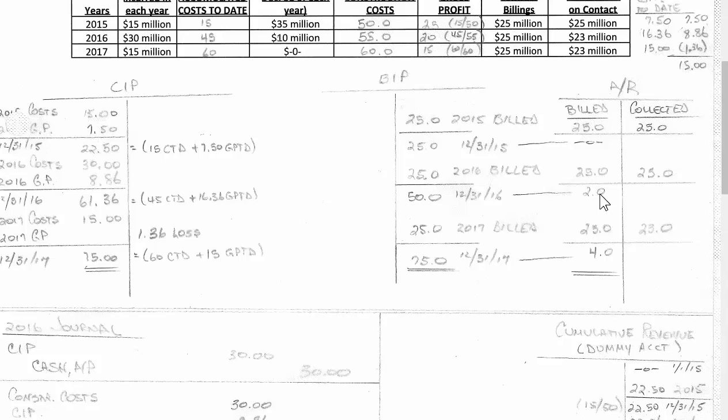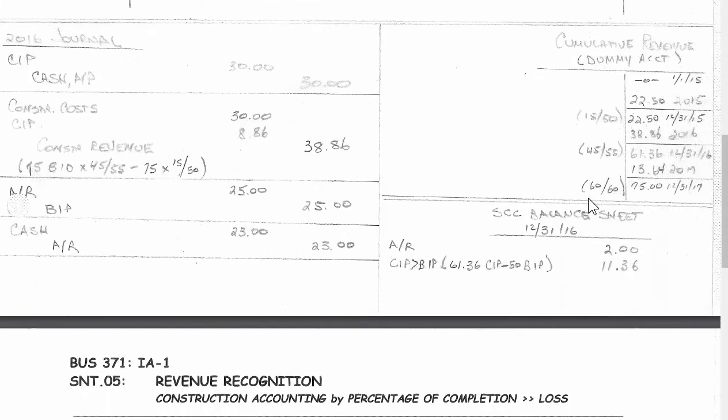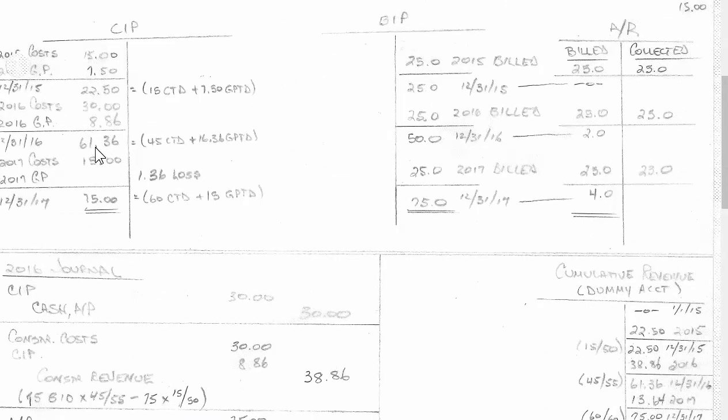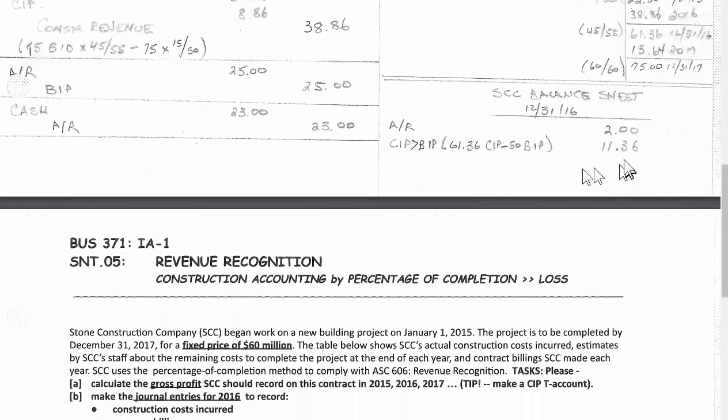Now, how would we show this on the 12/31/16 balance sheet? First, we would show a net accounts receivable of $2 million. Secondly, we must net or subtract the amount that's in construction in progress compared to the amount that's in billings in progress. We have a debit of construction in progress, $61.36 million, compared to $50 million credit in the deferred revenue or billings in progress account. This will net to an $11.36 million costs in excess of billings to date, and that would be a net current asset.